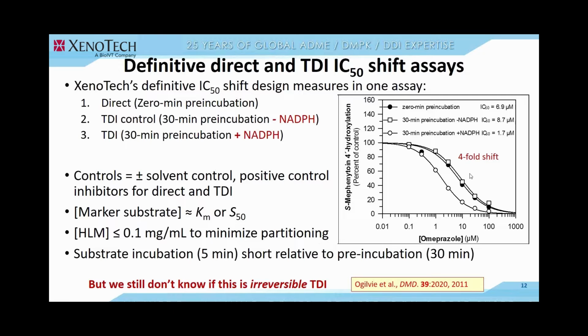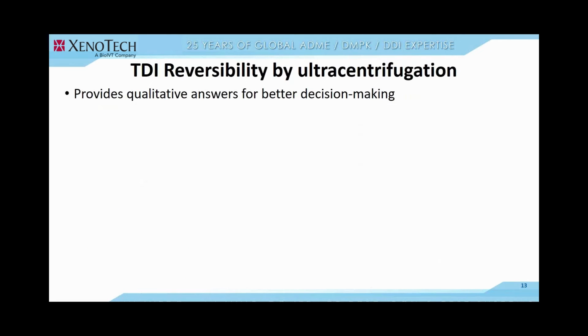So even though we have this result with this 4-fold shift, we still don't know if this is irreversible time-dependent inhibition. So the question becomes, where do you go next? What we typically do now, and have done for at least 12 years or so, is look at time-dependent inhibition reversibility by ultracentrifugation. This provides qualitative answers to provide better decision-making.